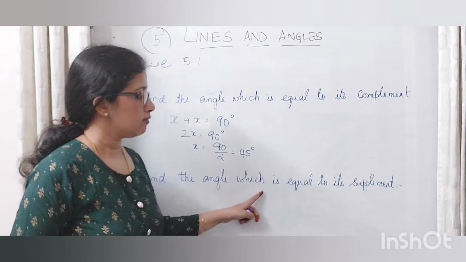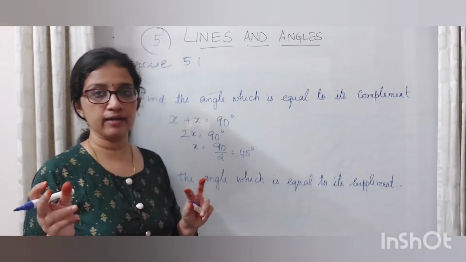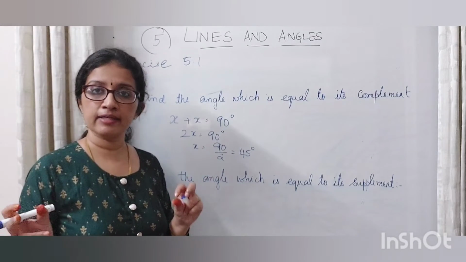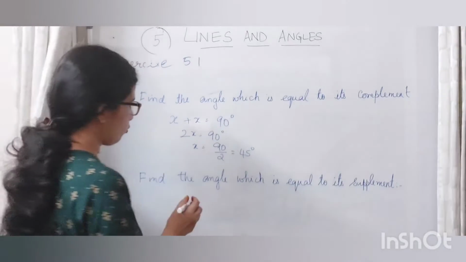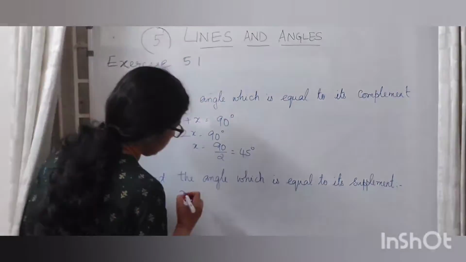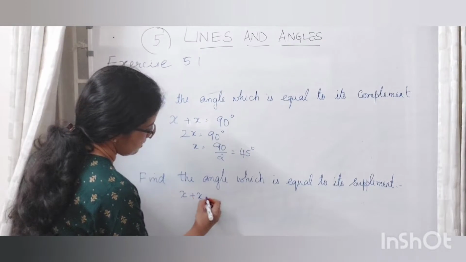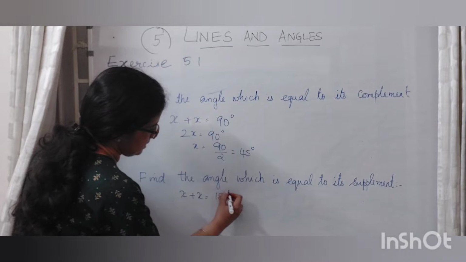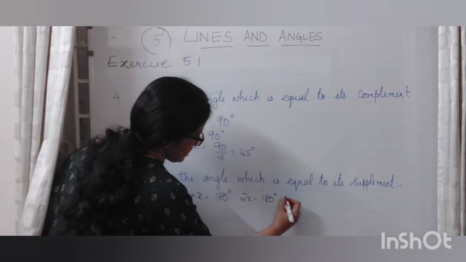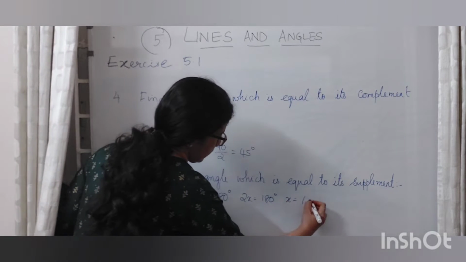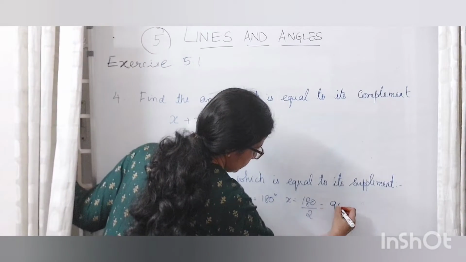Find the angle which is equal to its supplement. Supplement means what? If you add two angles, the answer should be 180 degrees. Correct? And both the angles should be the same. So how to find it out? Let x be the angle and its supplement. So x plus x is equal to 180 degrees. 2x equal to 180 degrees. x equal to 180 by 2, which is equal to 90 degrees.